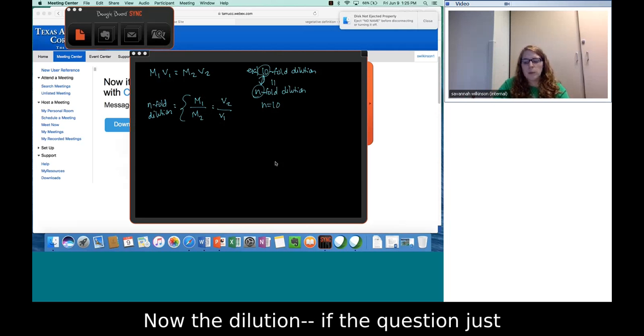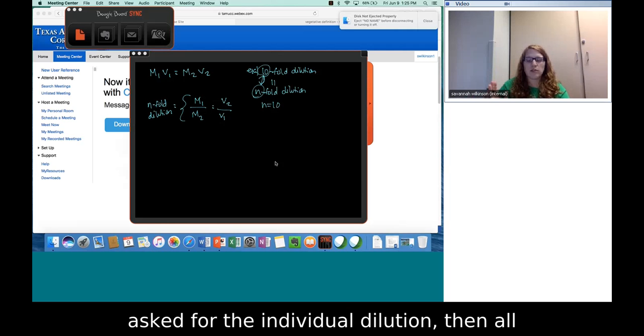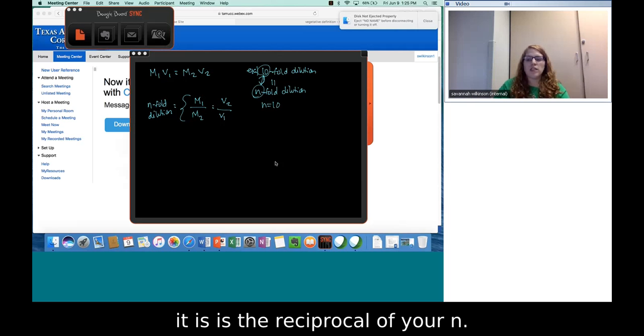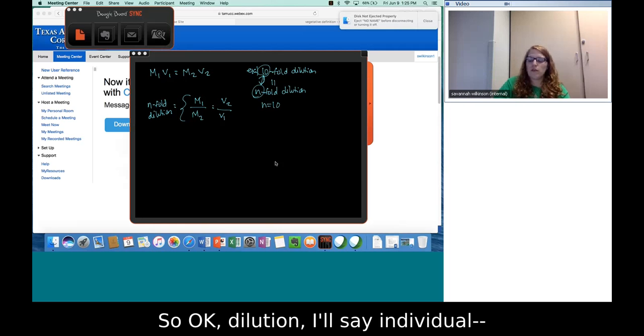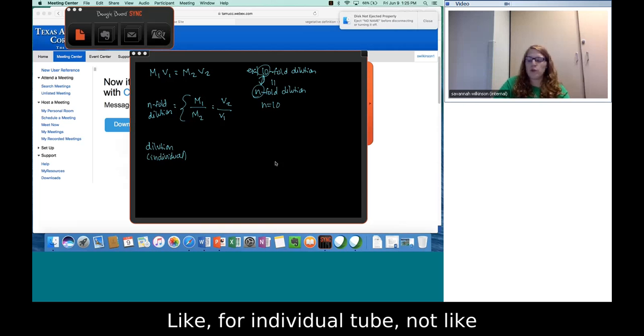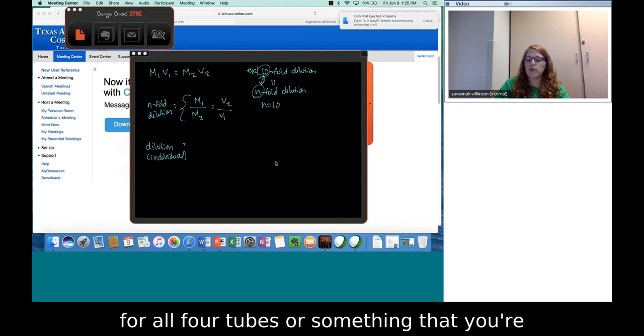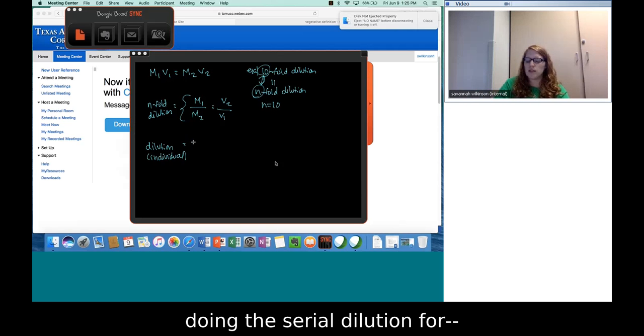Now, the dilution, if the question just asks for the individual dilution, then all it is, is the reciprocal of your n. So, okay, dilution, I'll say individual, like for an individual tube, not for all 4 tubes that you're doing the serial dilution for, is 1 over your n-fold. Okay.